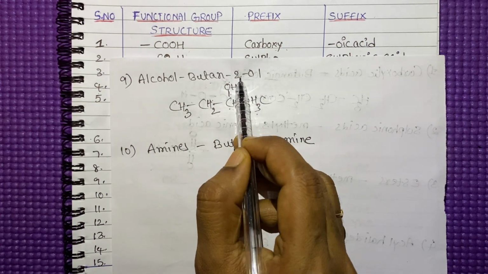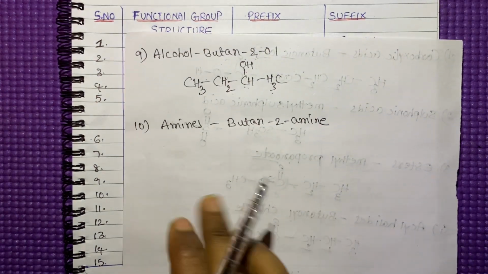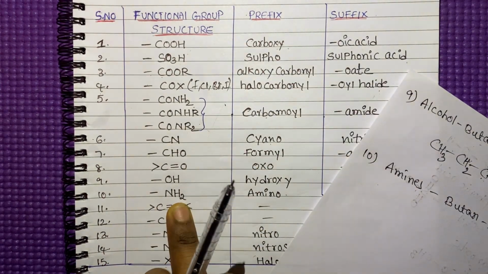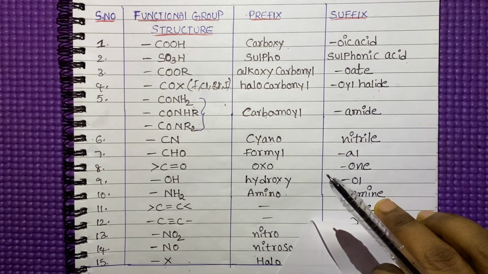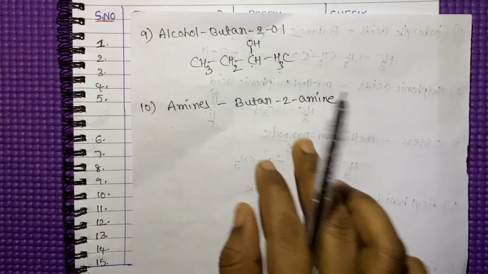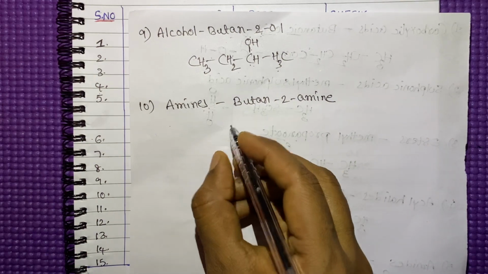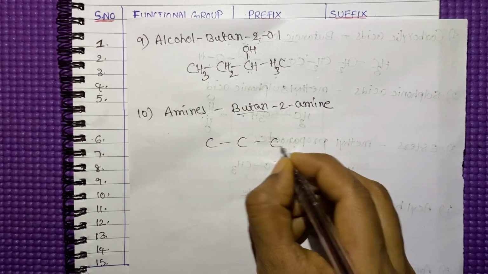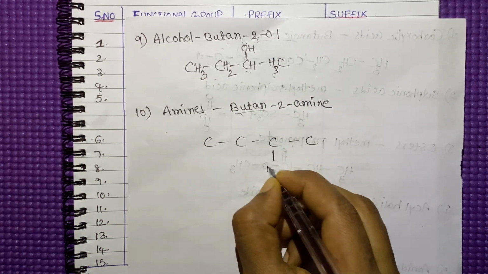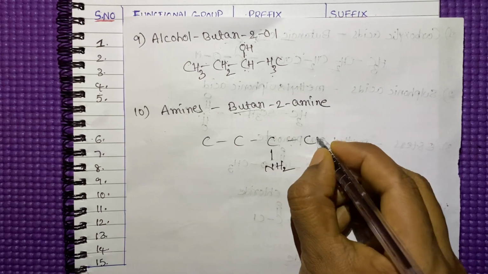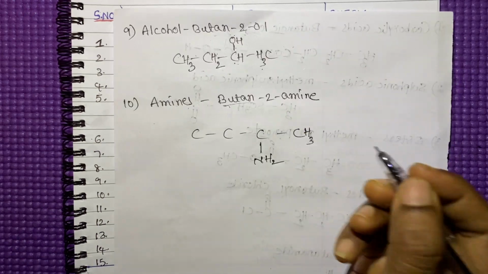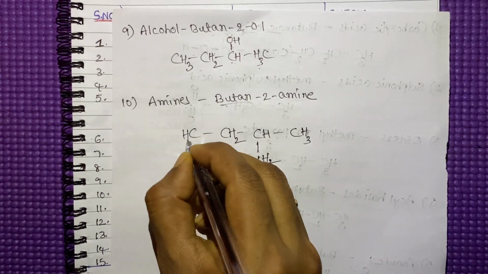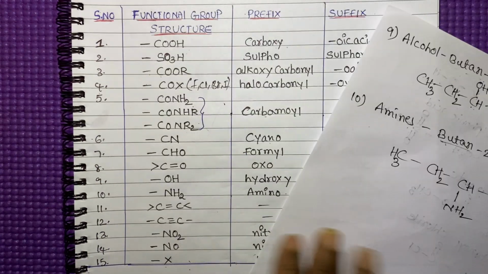So, butan-2-ol. Now, we'll see the structure for the amines. See here, this is the functional group, NH2. Suffix is amine. For the second position amine group, we have to give first the parent chain, which is butane. 1, 2, 3, 4. Second position, you give the amine NH2. Again, you have to satisfy the carbons with the hydrogens: CH, CH2, CH3. Right? Now, the amine group is completed.